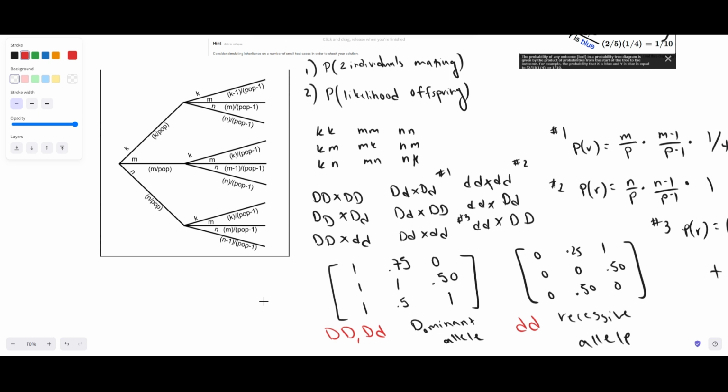And from here, I found that this is a case, this is another case, and these two are cases where there could be a likelihood of a dominant or homozygous recessive offspring given these mating individuals. And this matrix is representative of having a dominant allele, and this is representative of having a homozygous recessive combination.